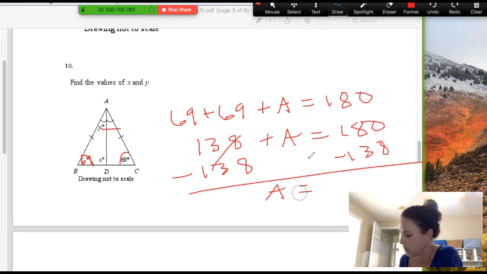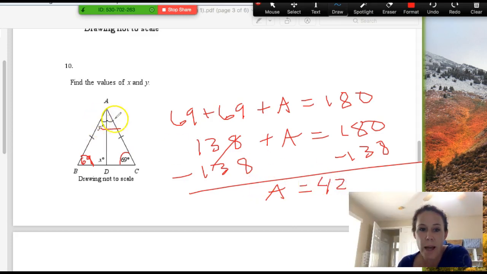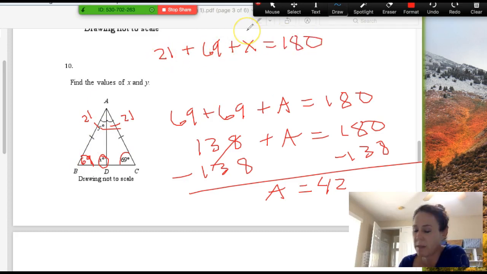All right. So if we do 180 minus 138, we're going to get 42. So we know angle A is 42. Now, knowing that, cutting it in half, angle Y is going to be 21. If I cut 42 in half, I get 21 on each side. If this is 21 and this is 69, I can figure out this angle because in this small triangle, it also has to have all the angles add up to be 180. So to figure out X, I'm going to go 21 plus 69 plus X is 180. And then go ahead and solve for X.